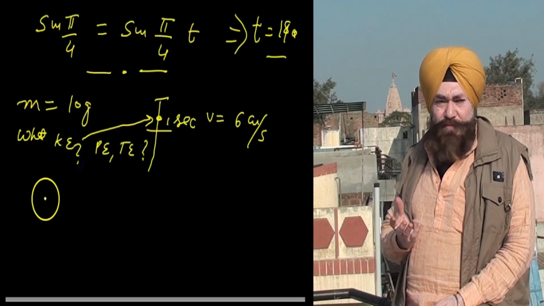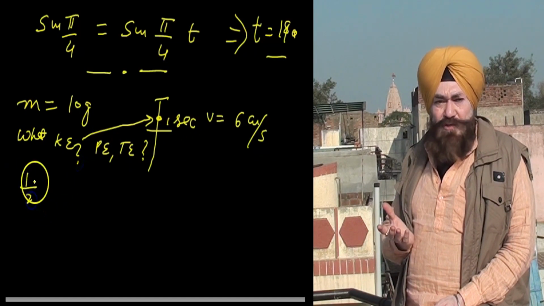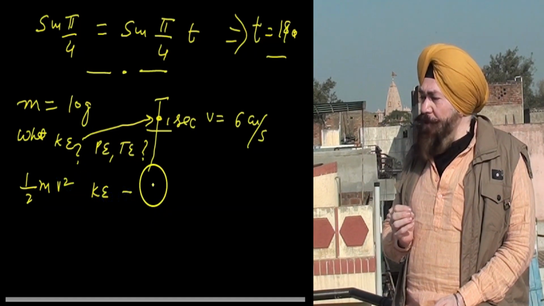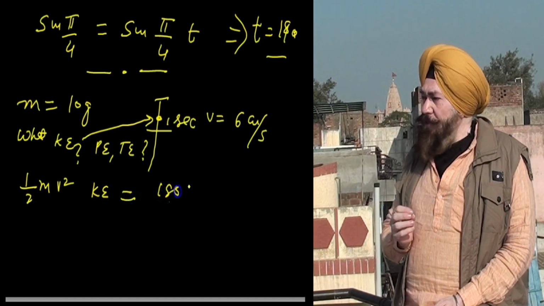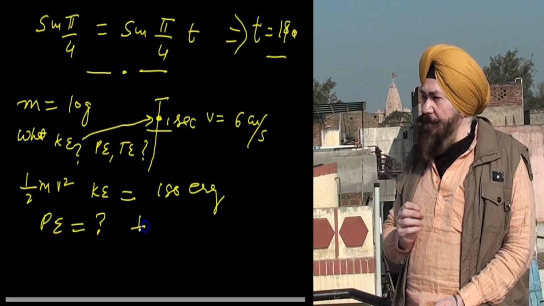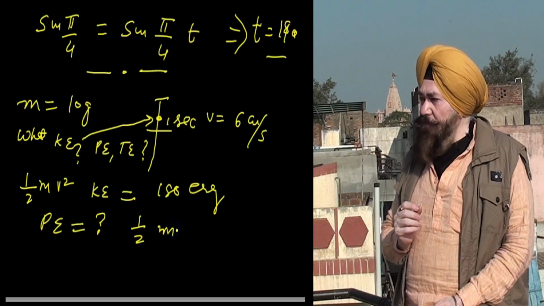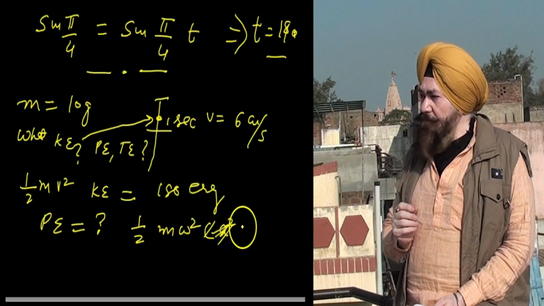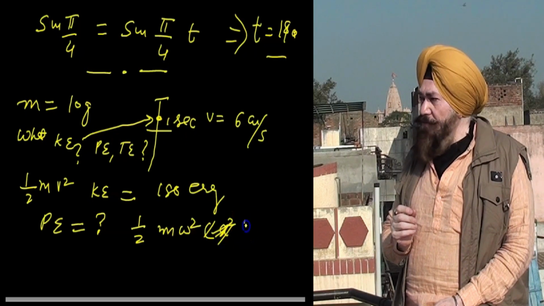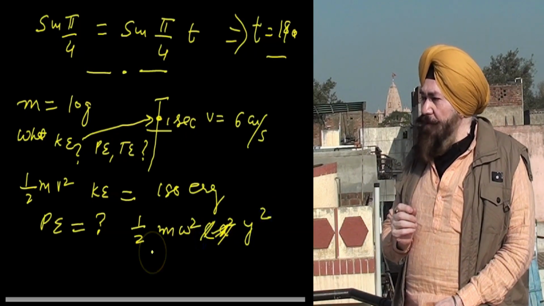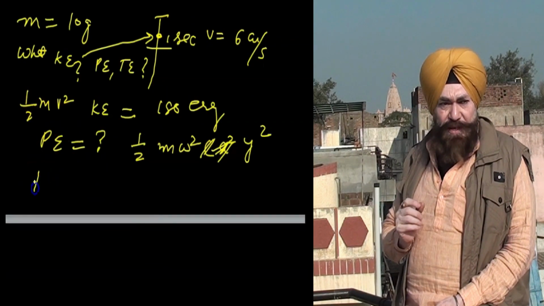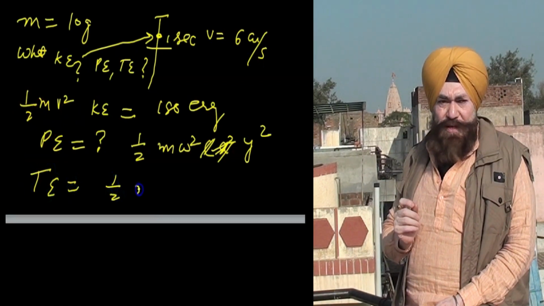We can get the value of the kinetic energy directly, that is half m v square. But what about how we find the potential energy? In the formula of the potential energy, you know that it is half m omega square y square. And again, how will we find the value of the total energy? Total energy is half m omega square a square.